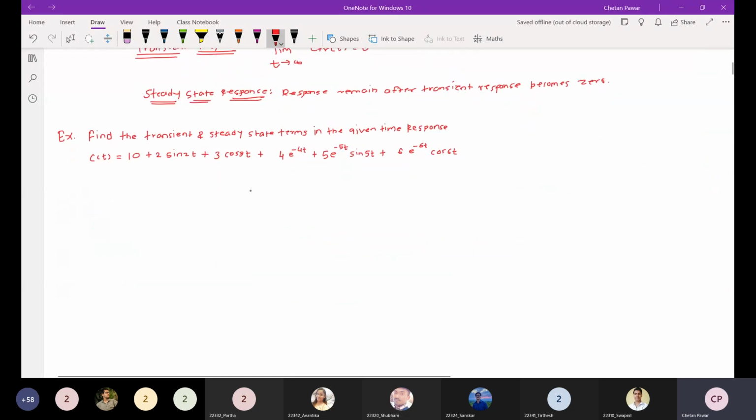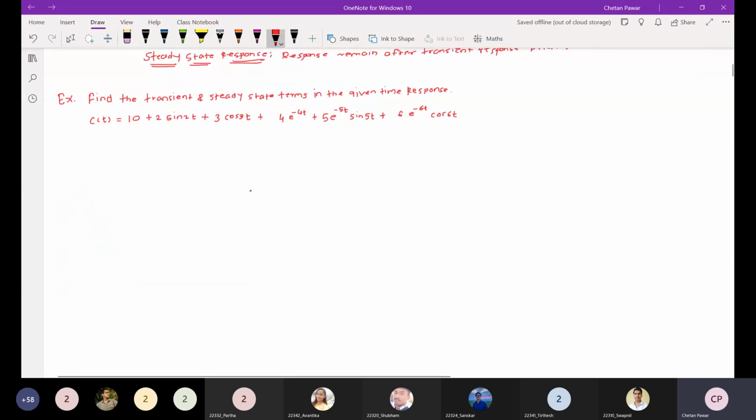Now let us consider one example here, so you will understand transient and steady state terms clearly. In this example, you have to find the transient and steady state terms in the given time response. So can anyone tell me which are the transient terms and which are the steady state terms? Anyone?